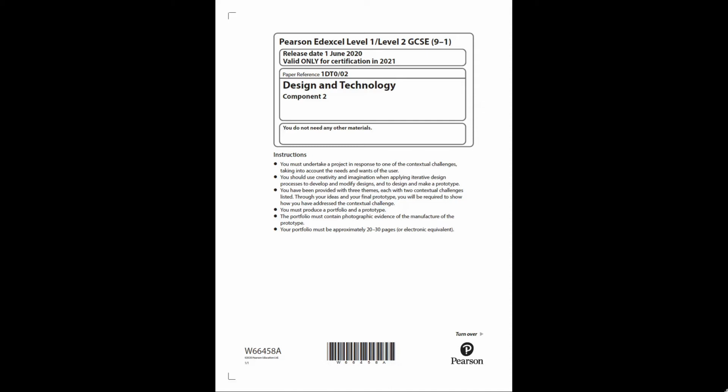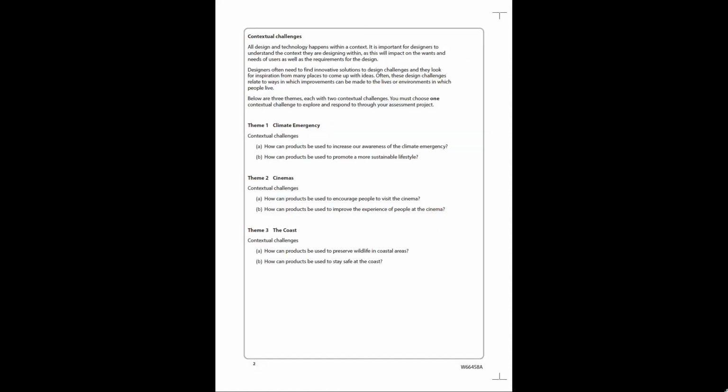You must produce a portfolio and prototype. The portfolio must contain photographic evidence of the manufacture of the prototype, and your portfolio must be approximately 20 to 30 pages or electronic equivalent. Okay, so these are the contextual challenges.